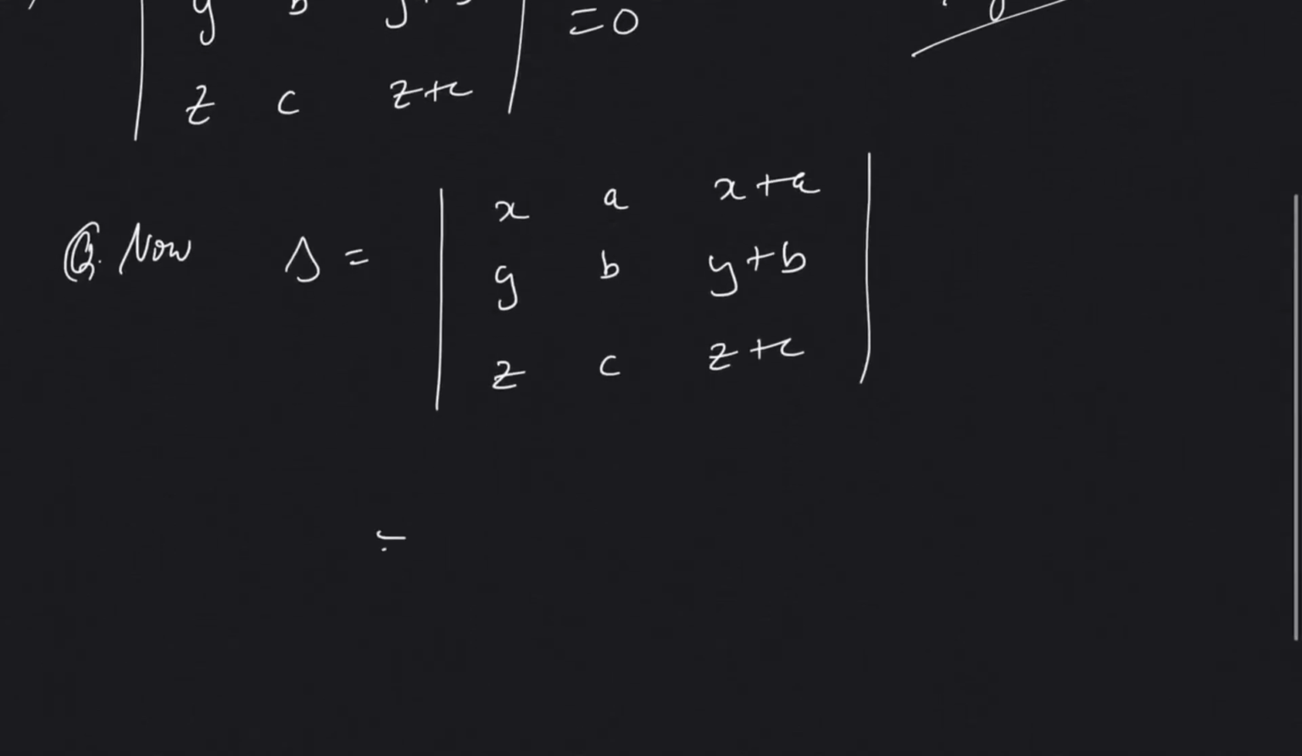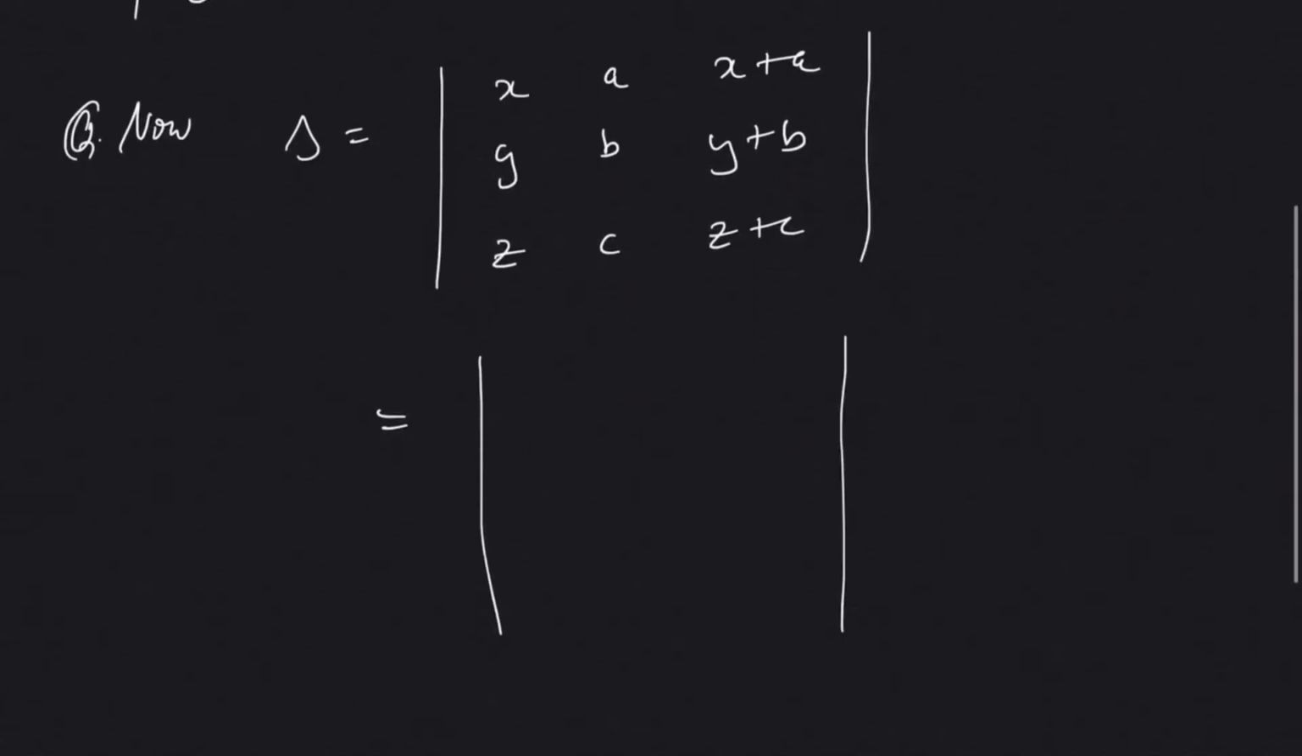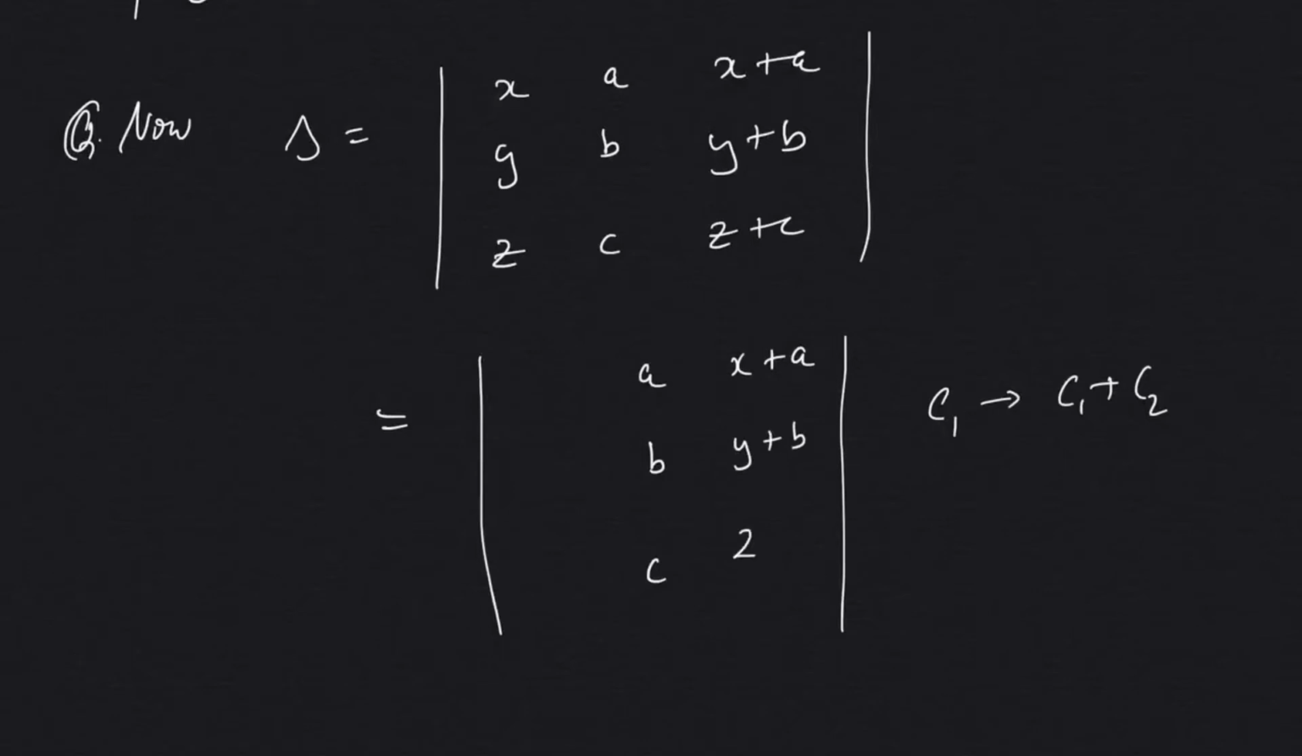Now what property can we apply here? We can add and subtract columns. Okay, maybe column 1, what we will do is column 1 plus column 2. That means column 1 only. Okay, so you can write down the other columns. So column 1, I'll add column 1 and column 2. So X plus A, Y plus B, Z plus C.